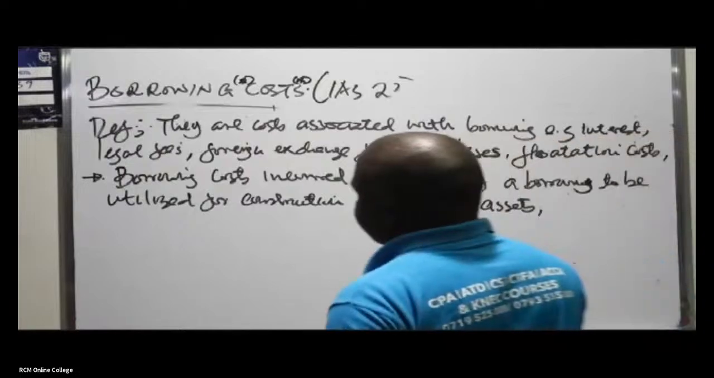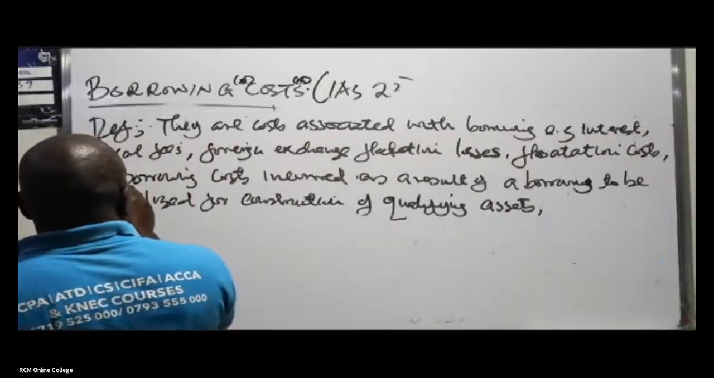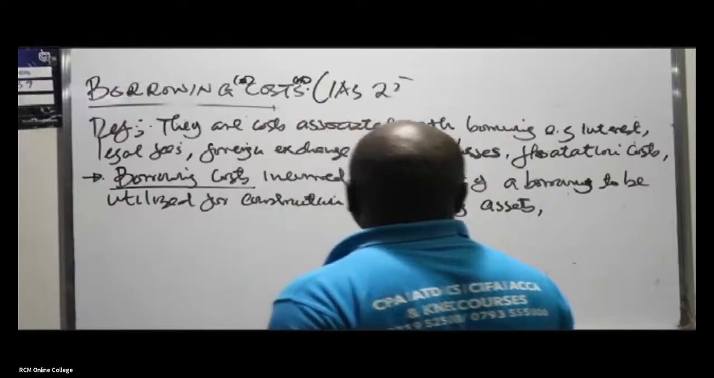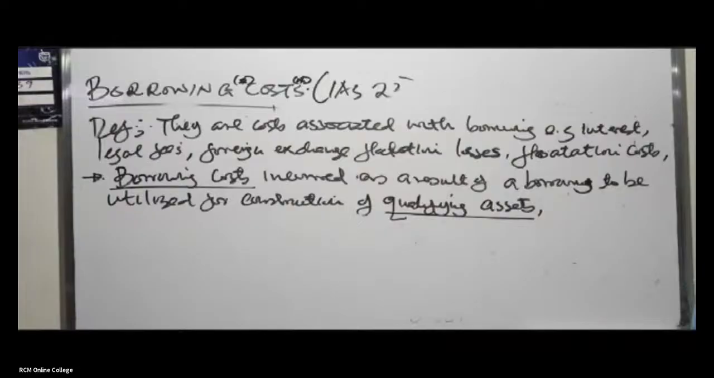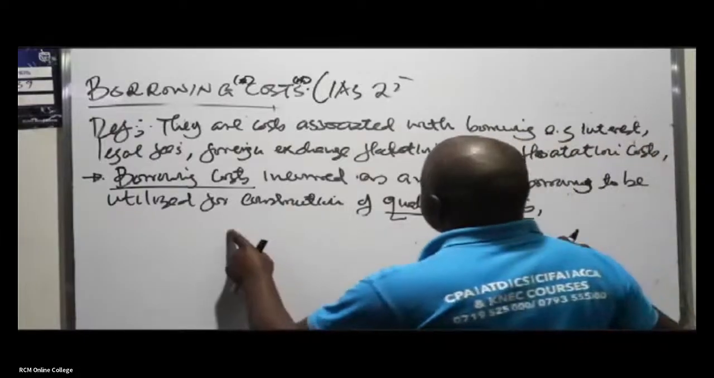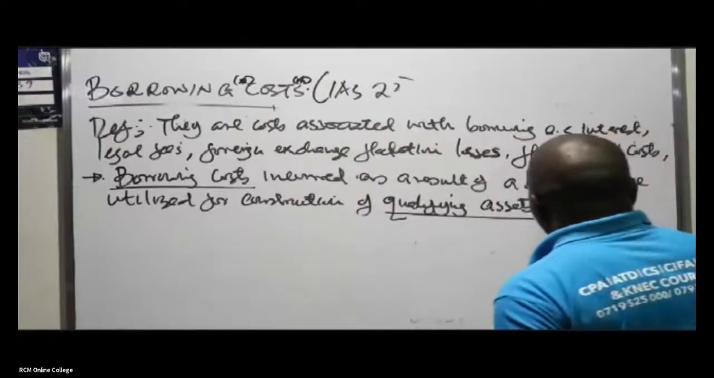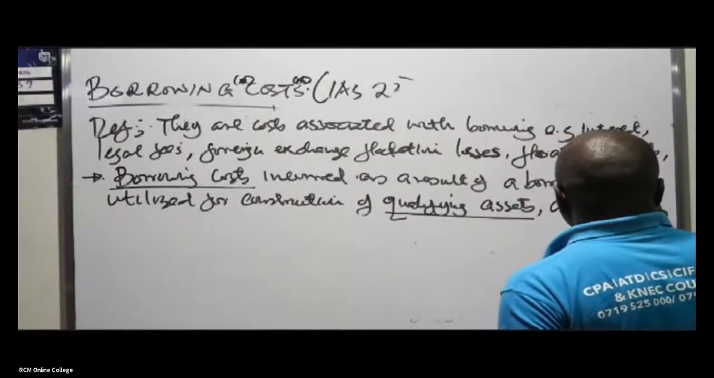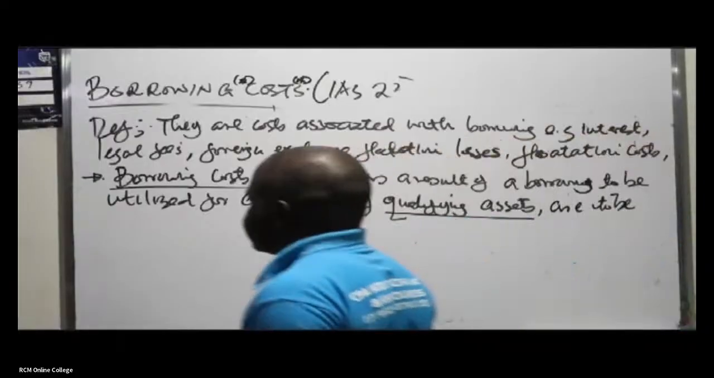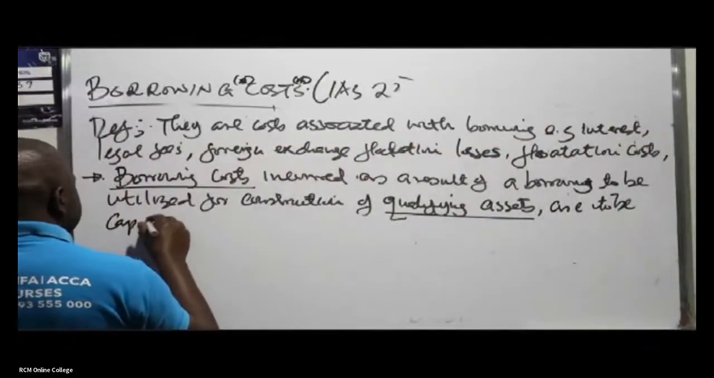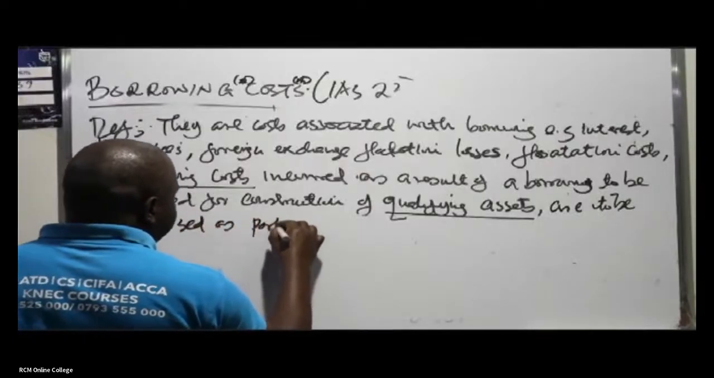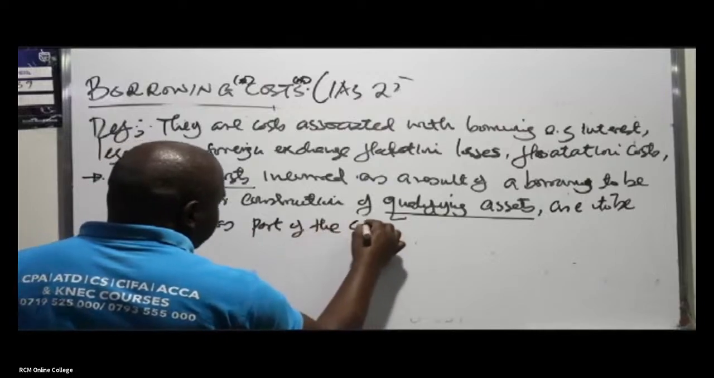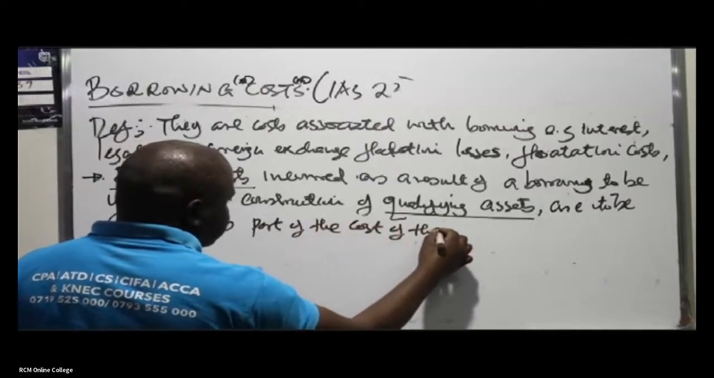Borrowing costs incurred, you can underline borrowing costs. Then also you can underline qualifying assets. The borrowing cost incurred as a result of borrowing to be utilized for construction of a qualifying asset are to be capitalized as part of the cost of the assets.